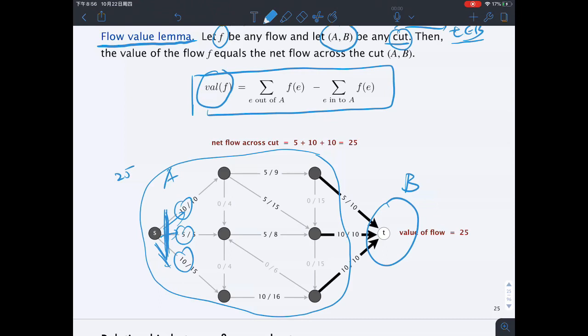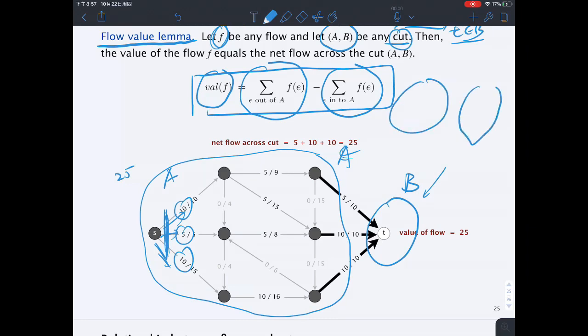But I can also use this partition to help us understand the total flow, the amount of flow we are sending using this solution F. Imagine that these are two islands. I count all the water coming out of island A, and subtract all the water coming back to island A. Then the difference is exactly the water sent from S to T. This is actually a very intuitive lemma, right?